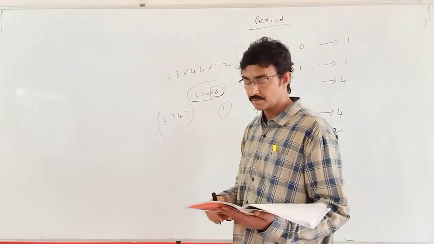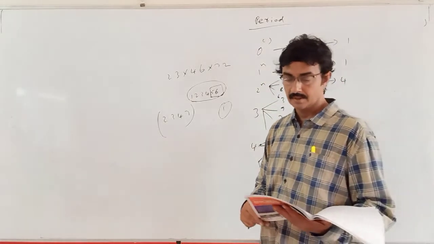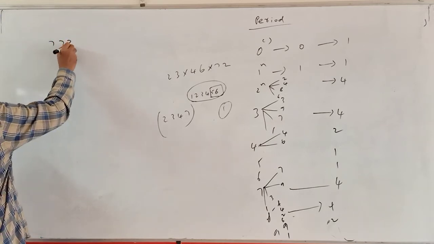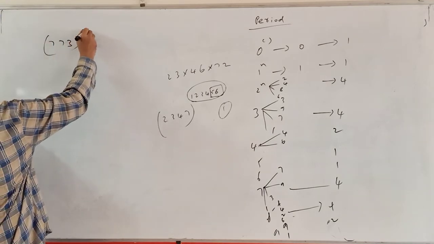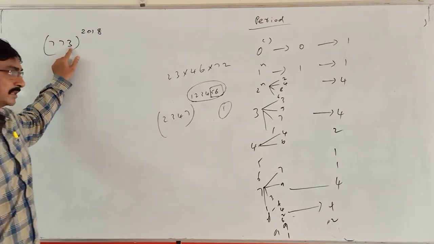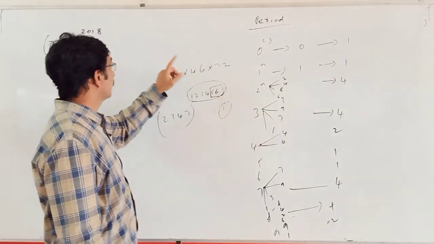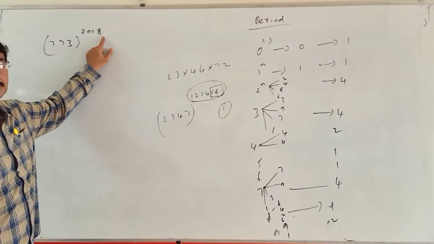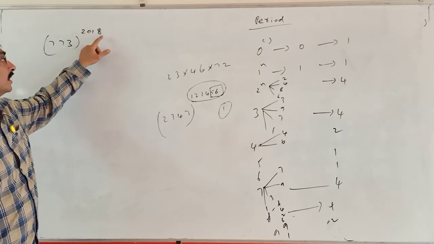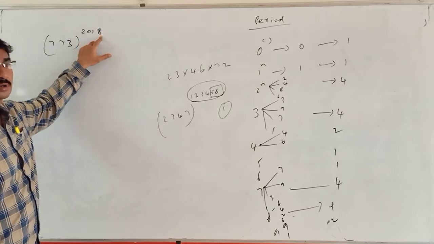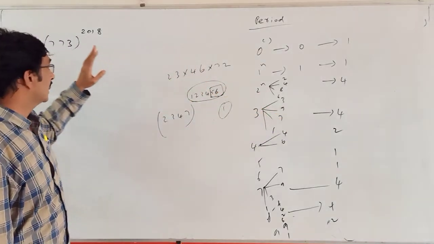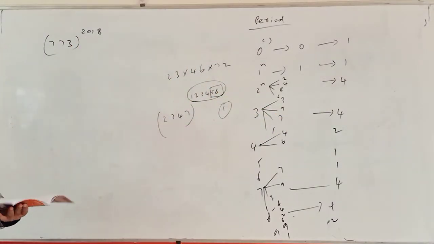Okay, 2-3 problems. Next problem: what is the last digit of 773 whole power 2018? The last digit of the base is 3. What is the period of 3? 4. So working rule: we have to divide the power with 4. Take only the last two digits, 18. Divide 18 by 4. Remainder is 2. Remainder 2 means second value, 9. So the last digit of this number is 9.